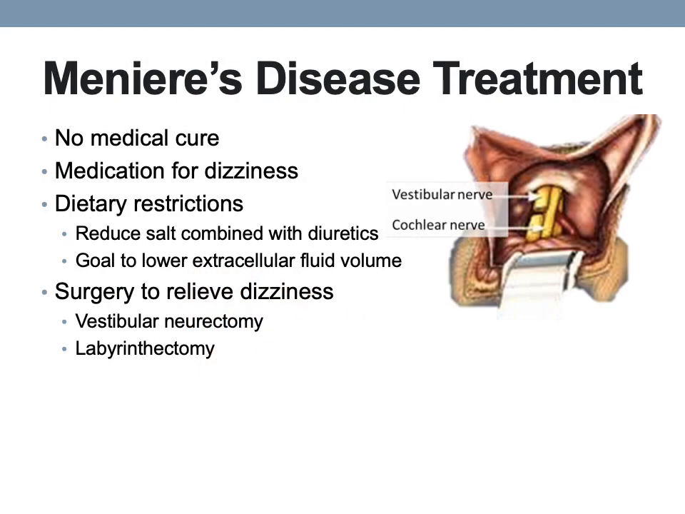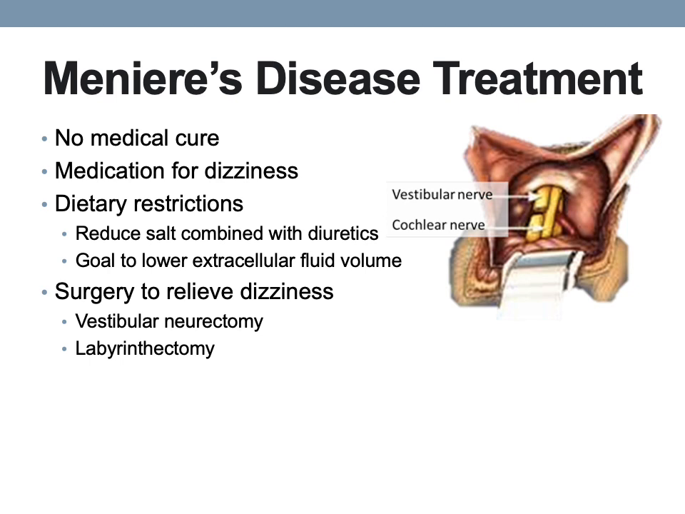Meniere's disease treatment. There's no medical cure. There's no specific wonderful medication that'll fix it. Medication is given to help with the dizziness or the vertigo. There will be some dietary restrictions, trying to reduce body fluids overall by reducing salt in the diet combined with diuretics. The whole goal is to lower extracellular fluid, lower blood pressure, and lower the volume of endolymph.